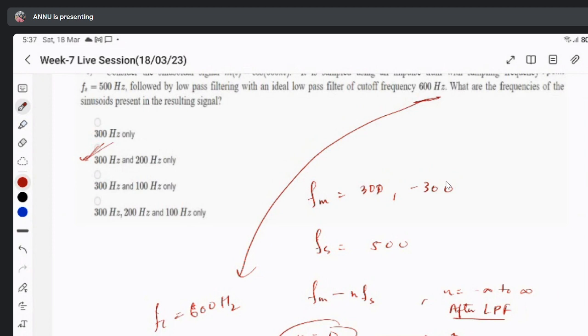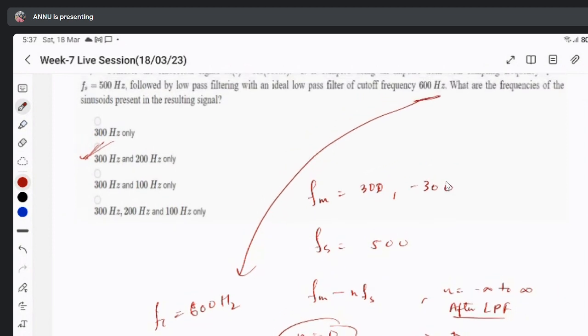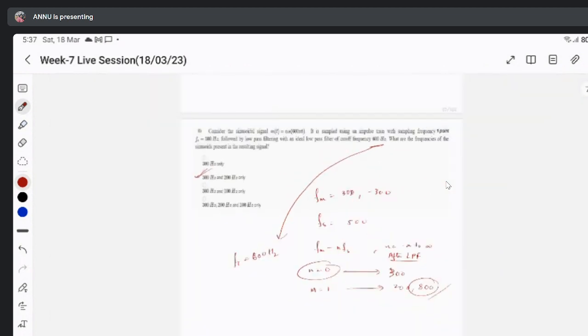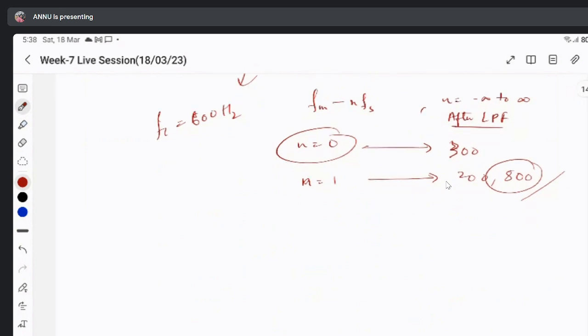So 100 we anyhow will not get. So try to understand using a drawing of the spectra, then you can understand. Can you draw the spectra once again?